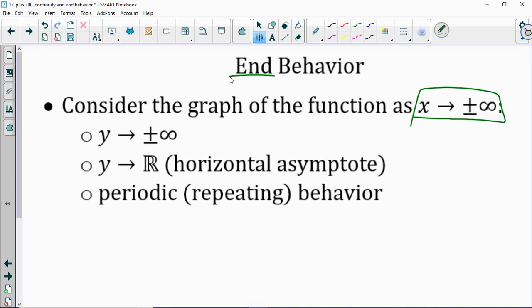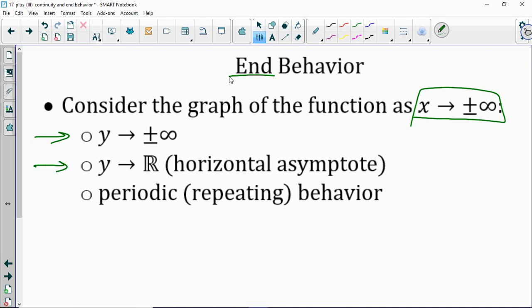Side comment, I prefer saying big in the negative direction rather than saying when x gets small, because to me, a small x means it's close to 0. But anyway, as x goes out towards positive infinity, all the way out to the right, or towards negative infinity, all the way out to the left, what happens to the y values? There's basically only 3 different things that could happen here. The first one is that the y value could also be heading up towards infinity or down towards negative infinity.